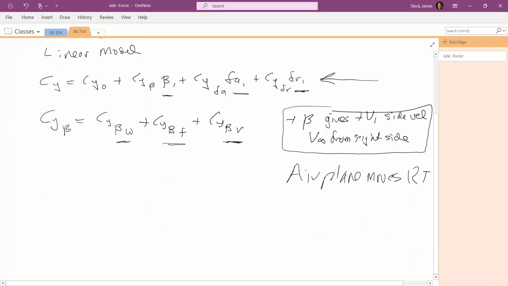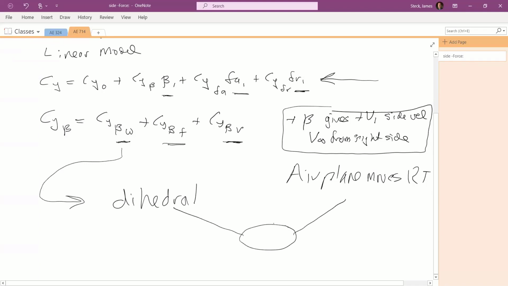All right, so the wing effect is mainly dihedral. So if you look at the airplane like this, and we're looking at the aft, so this is an aft view. So that means the relative wind, part of it is coming in from the side, right?